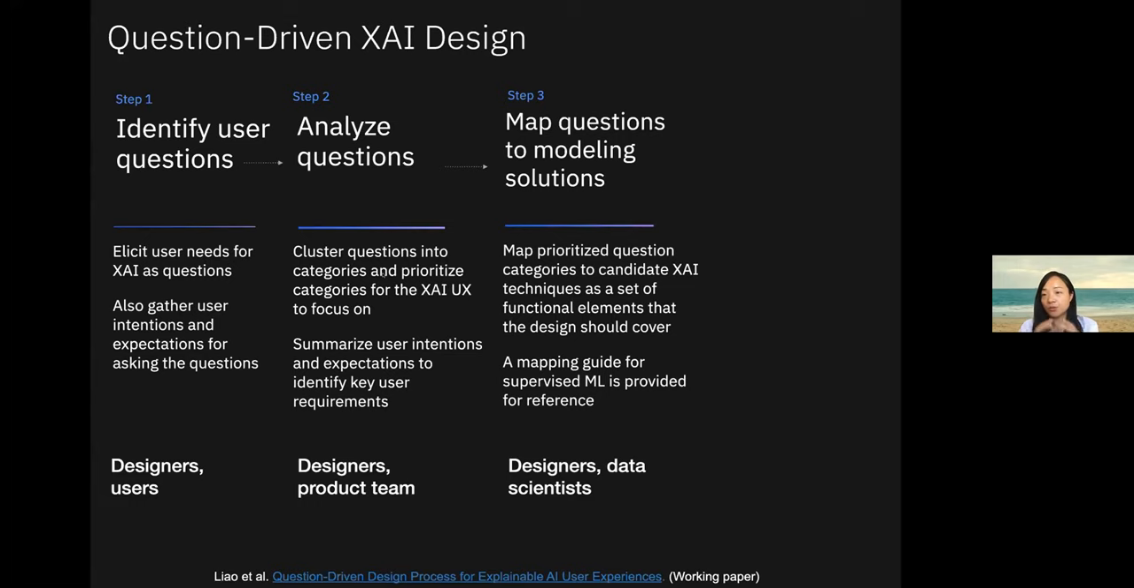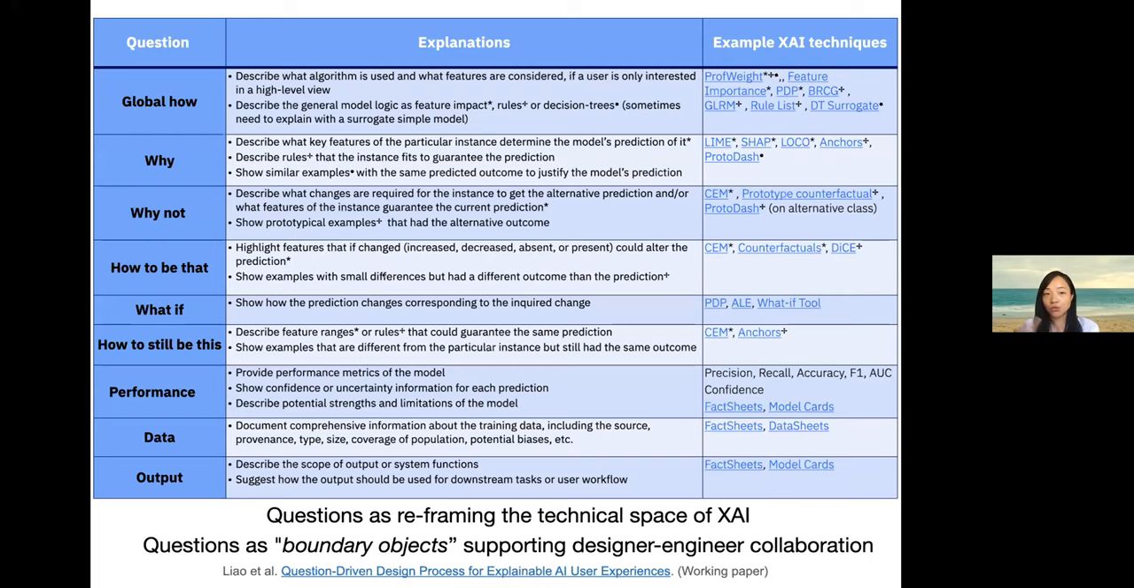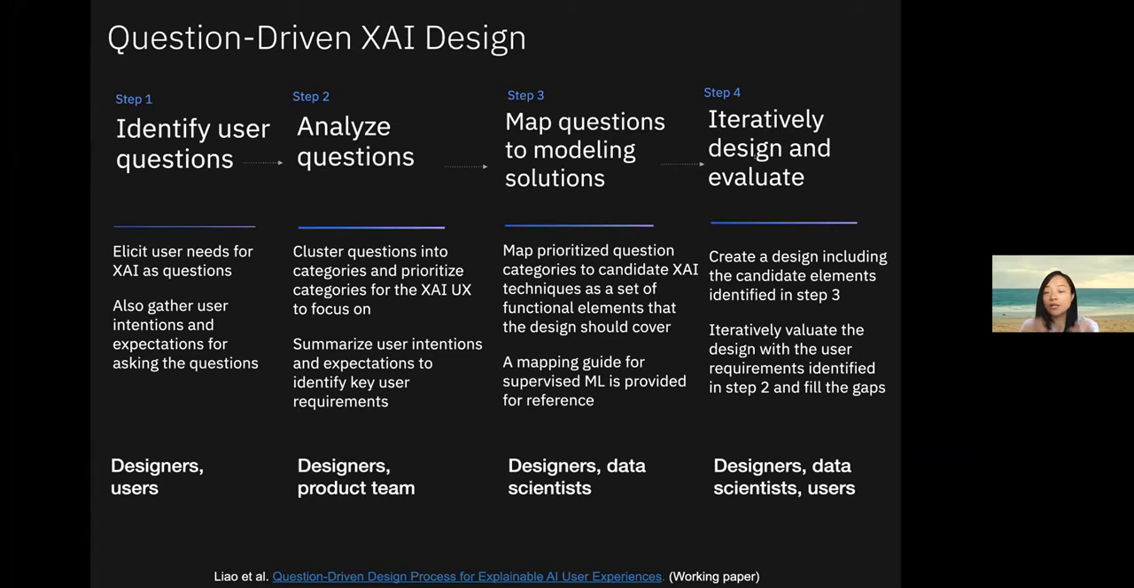And the third step is where designers and data scientists should sit down, look at the prioritized questions, and try to identify some candidate technical solutions to answer those questions. And we encourage you to use this mapping chart to guide that discussion. For example, looking at the why question, there are different algorithms that can generate this explanation, and data scientists can look into which one is applicable to their particular model. And once you have that set of candidate techniques, the last step is to do the design. Meanwhile, data scientists can proceed with the implementation with confidence.